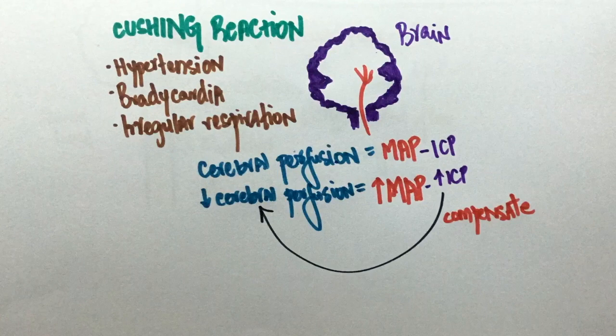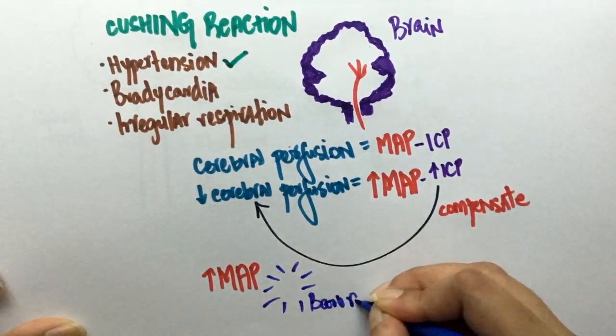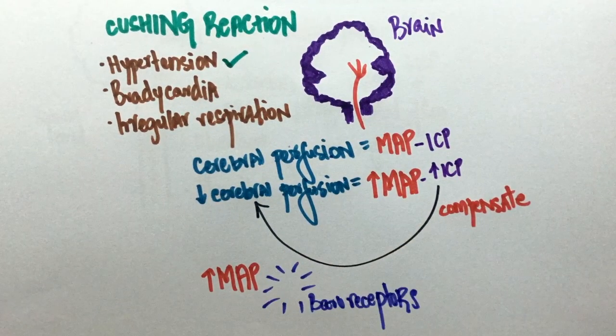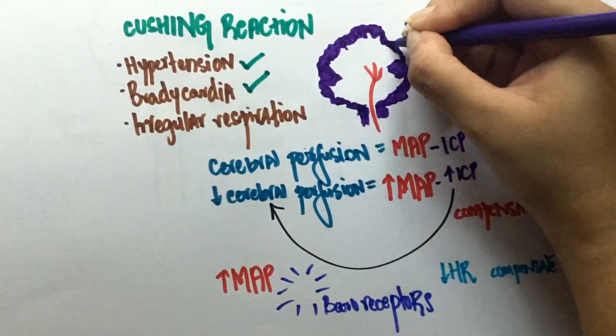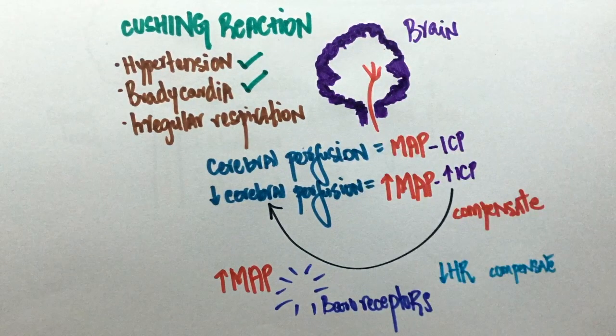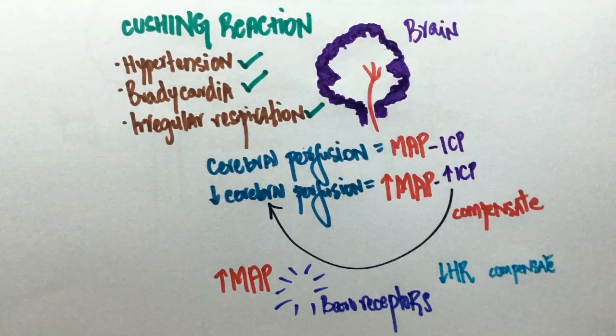An increase in mean arterial pressure is seen as hypertension. An increase in blood pressure is sensed by the baroreceptors. These further stimulate the heart to slow down and cause reflex bradycardia. Ultimately, a high intracranial pressure will interfere with the respiratory centers in the brain and lead to irregular respiration. In severe cases, this can also lead to apnea.